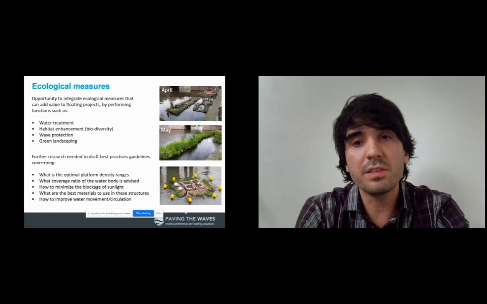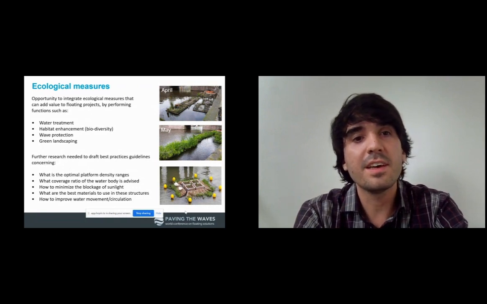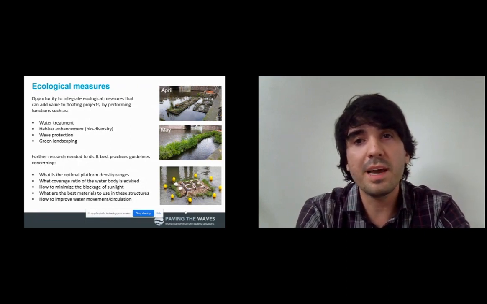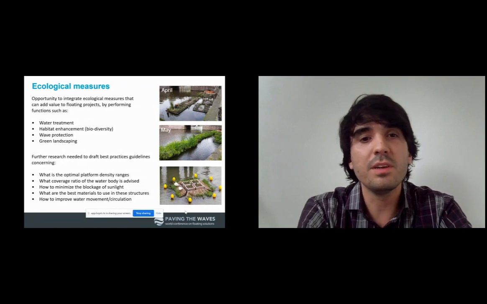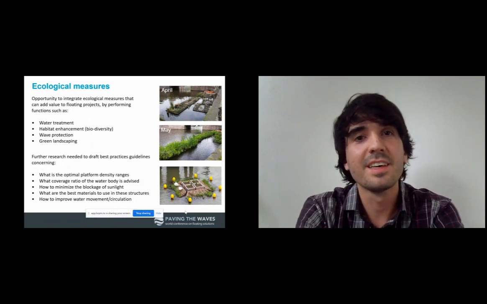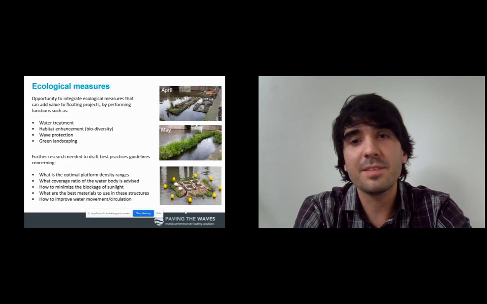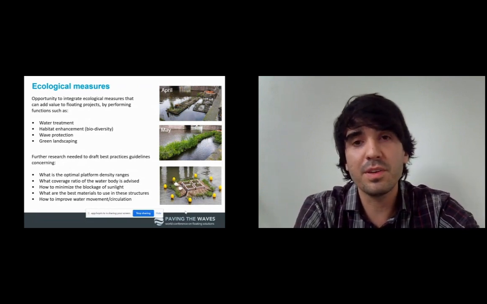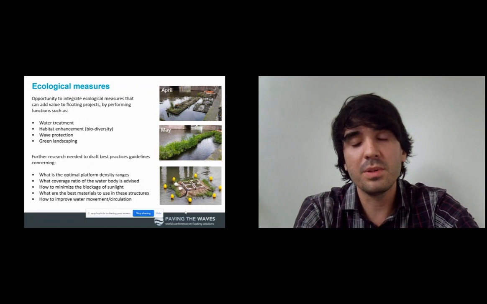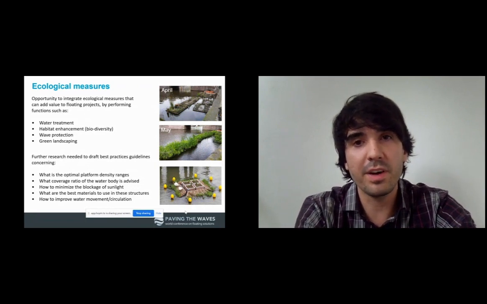There are still some questions regarding design that should be addressed in future studies, like what are the optimal platform density ranges, the coverage, how much of the water body should we cover, how could we minimize the blocking of sunlight, which materials to use, so all aspects that should be discussed. It's a good thing we are at the conference to do exactly that. Here's an impression that we made for one of our studies, to show how a floating structure could look with a strong interaction with all the surrounding environment, either fish or birds.